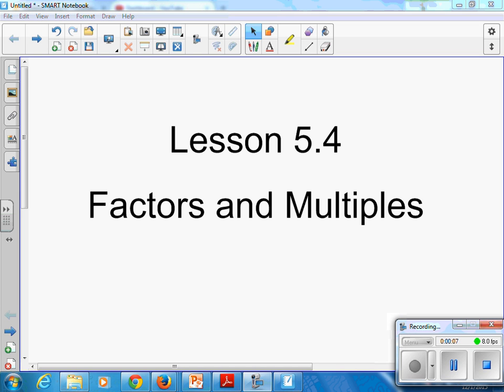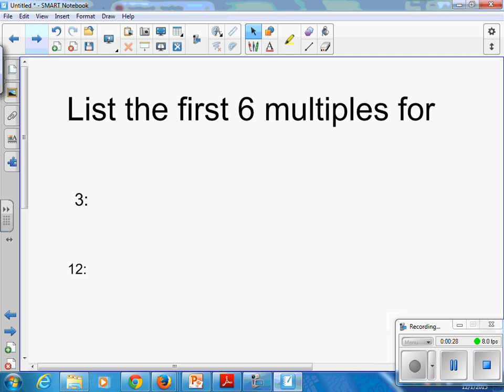This time we're doing lesson 5.4, factors and multiples. We know that factors are numbers that we multiply together to get a product. Well, multiples are numbers that we multiply times the counting numbers in order to get the multiples. What do I mean? Well, let's list the first six multiples for 3. So I start multiplying 3 times the counting numbers.